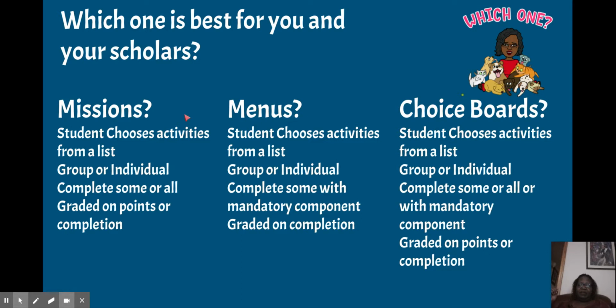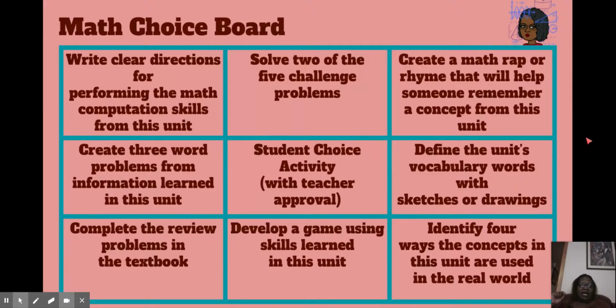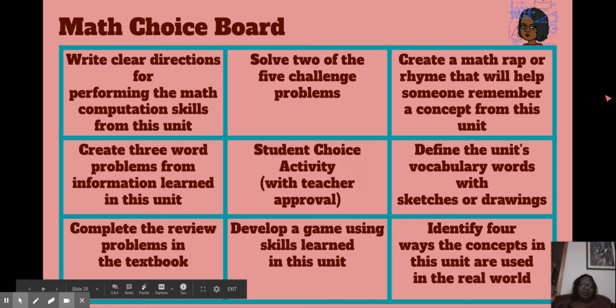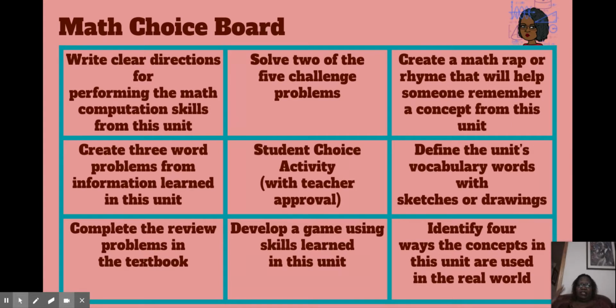So with any of these, whether it's the missions, the menus, or the choice boards, look at the activities that you want to assign and then navigate as to which one is best for you. Choice boards are always the easiest, only because all you're doing is putting some activities down on a sheet, and they can choose any 3. All right, you can put a point value on the assignments or not. It's up to you.